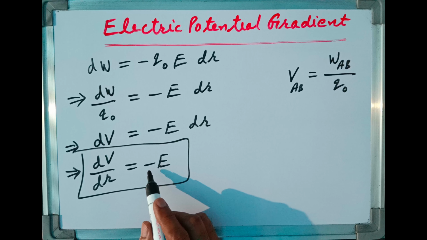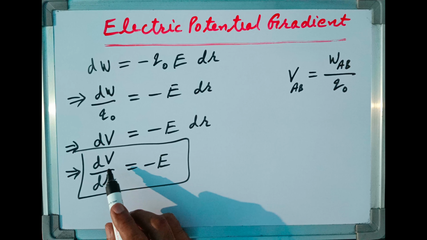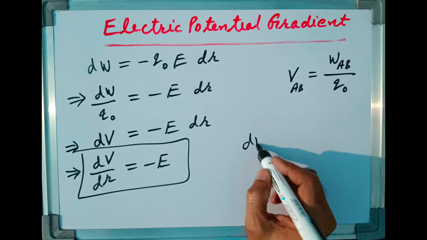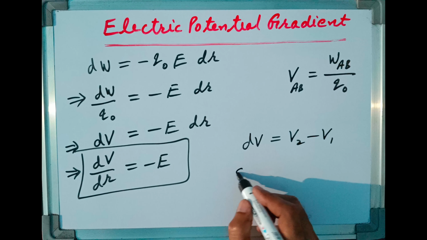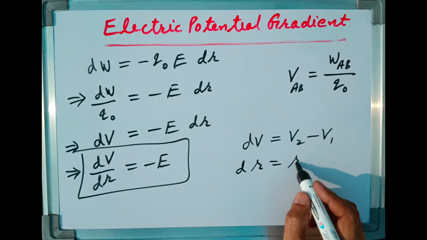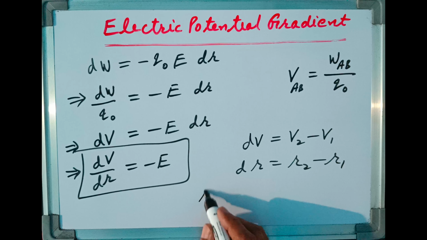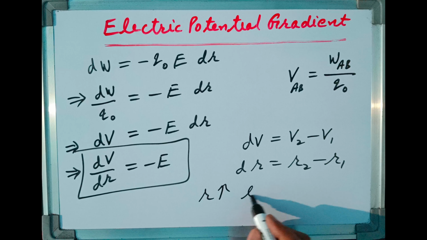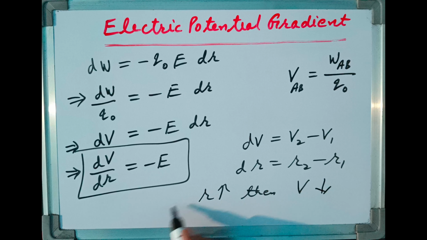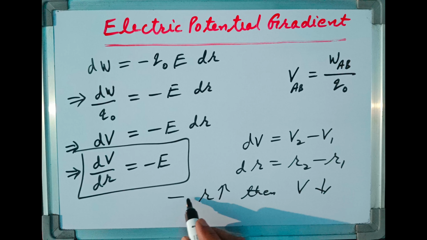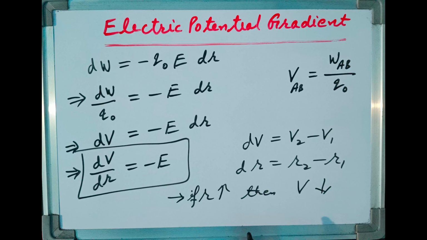Here the negative sign indicates that as R increases, potential will decrease, because dV can be written as V2 minus V1 and dr can be written as R2 minus R1. It means if R increases, then potential will decrease. This is the significance of this negative sign on the right hand side. That's all.